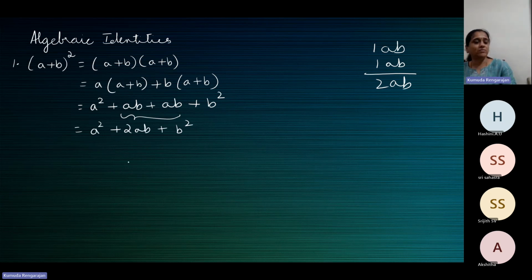So this is an algebraic identity. A plus B the whole squared is equal to A squared plus 2AB plus B squared. All right, write down. Quickly write down. Topic heading, algebraic identities. Write this down quickly in your book.